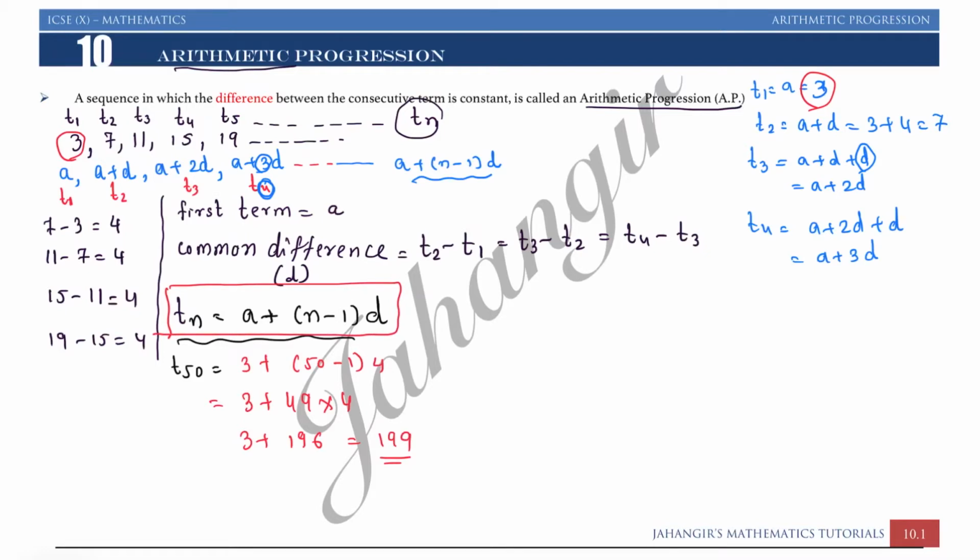Now one more thing I will explain to you. If you have first term as 3, second term as 7, third term as 11, fourth term as 15, fifth term as 19, and the 50th term we know is 199. But you have to find the sixth term from the last.